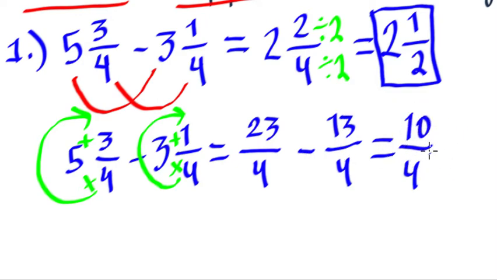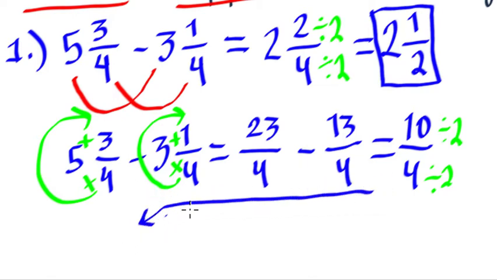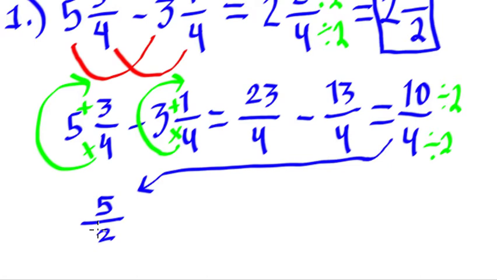Maybe we can change this to a mixed number because this is an improper form. But first, we can simplify it. They are both divisible by 2 clearly, because they're both multiples of 2. If we do that, this will become 5 over 2. And then let's make that mixed.